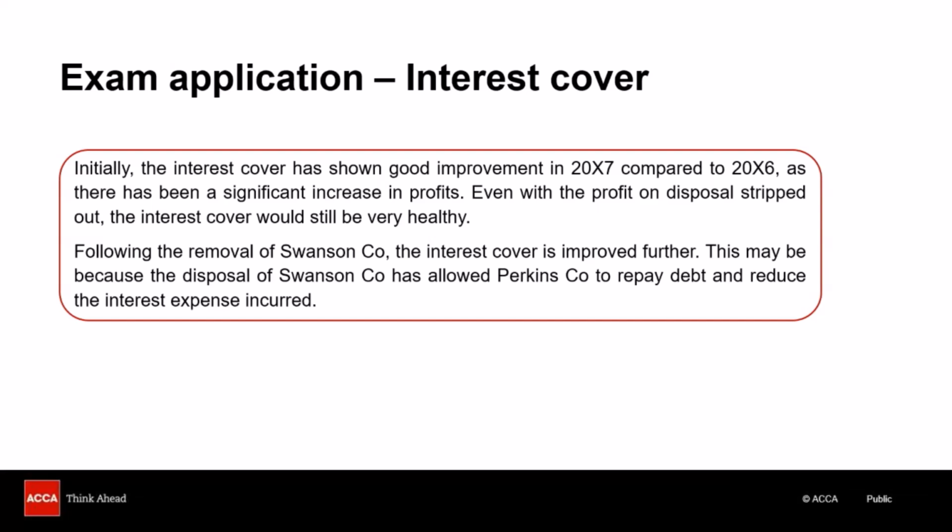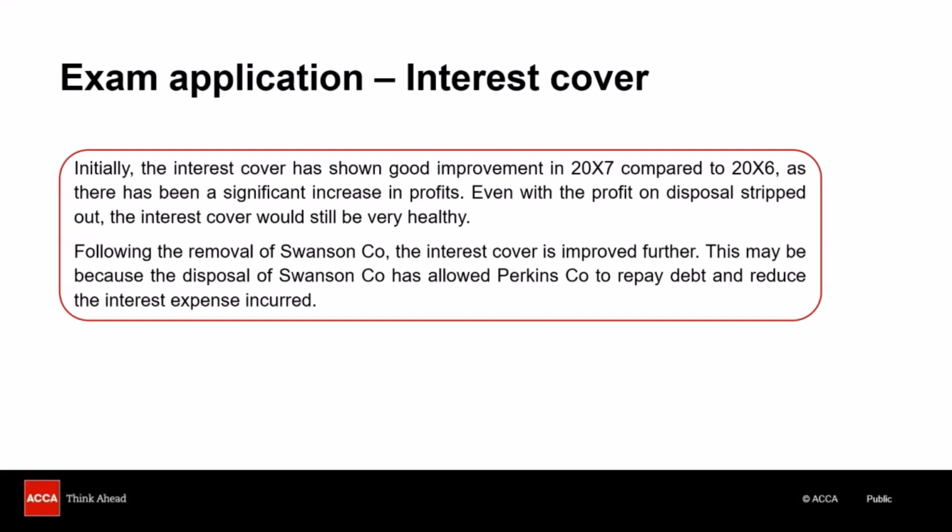This may be because the disposal of Swanson Company has allowed Perkins to repay debt and reduce the interest expense incurred. Now, this is what the examiner is looking for. So far, we were talking about some of the generic points other than the profit on disposal. One thing was that maybe removal of Swanson Company means that the overall impact in the performance has been removed, and if their interest cover was high, they may be masking the overall performance of the group. Now that it is no longer there, the interest cover may be better.